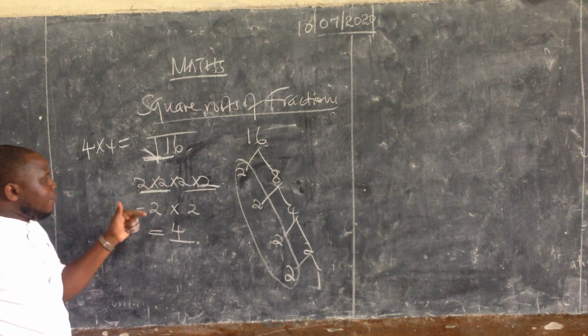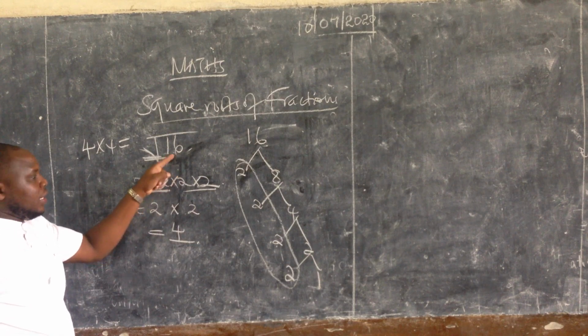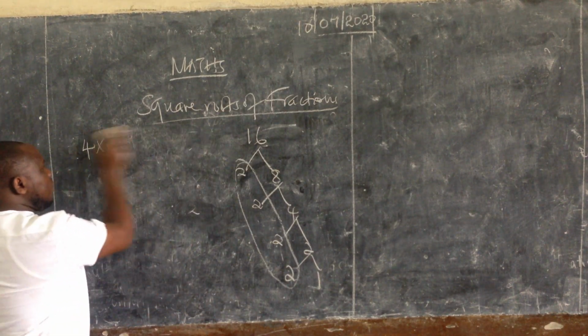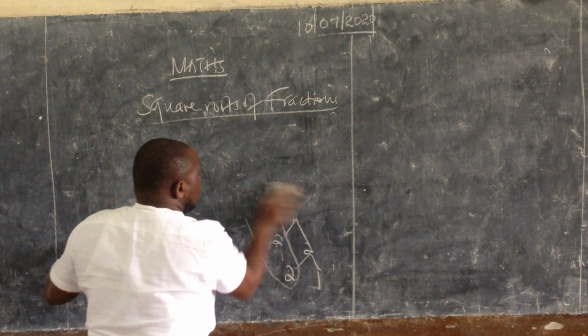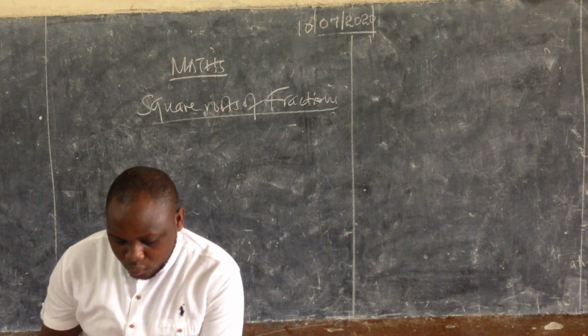What is that number you multiply by itself to give you this? And you find that the number is 4. So I want us to go straight to the square roots of fractions. And here we're going to look at some examples.